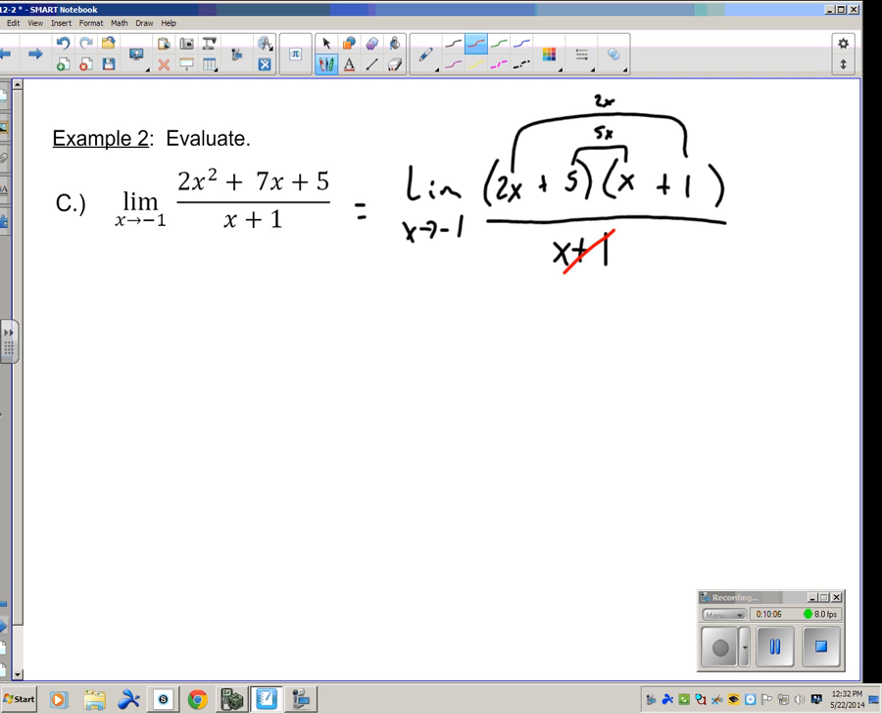So I can see I've got my common term. They cross out. I'm left with the limit of 2x plus 5 as x approaches -1, and now I can directly substitute -1 in there. So I get -2 plus 5, which gives me 3.